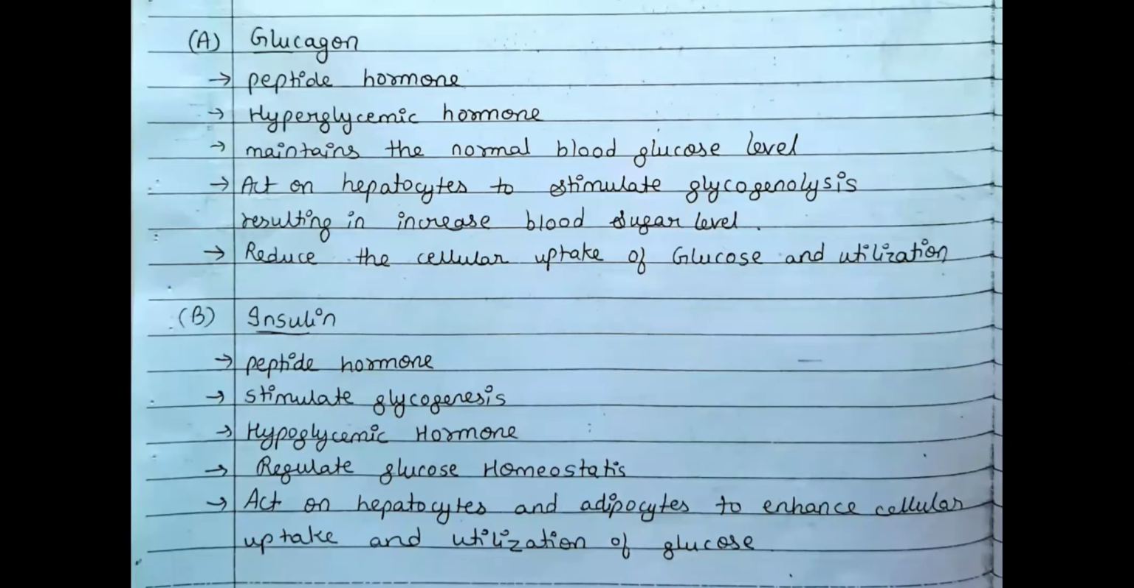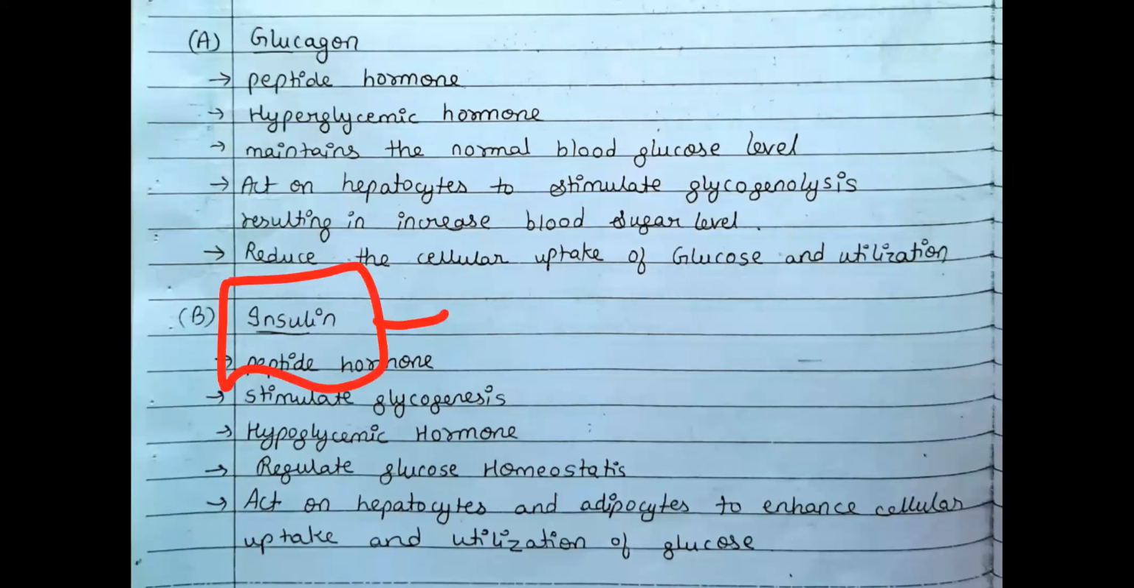Acha, if glucagon was reducing the cellular uptake of glucose, like stopping the cells from picking up the glucose, insulin will go opposite to that. It will enhance the cellular uptake and utilization of glucose. Insulin will make your cells of the body pick up the glucose from the blood. So blood glucose level is reduced appropriately. एक सेल्स को स्टॉप करता है ग्लूकोज पिकअप करने से, that is glucagon. दूसरा उसका एग्जैक्ट ऑपोजिट, फोर्स करता है सेल को टू पिकअप द ग्लूकोज.